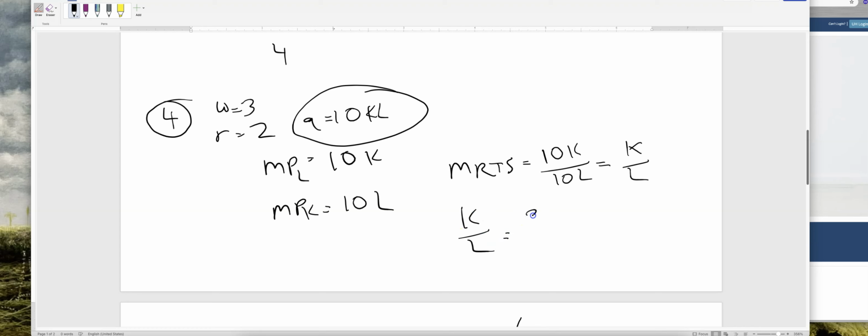The marginal rate of technical substitution is going to equal 10K over 10L, which is essentially K over L. K over L is going to equal 3 over 2. 2K is going to equal 3L. K is going to equal 1.5 labor. What you're going to need to do then, well, sorry, I have to pause this because I have to add a new page. So 1 second.